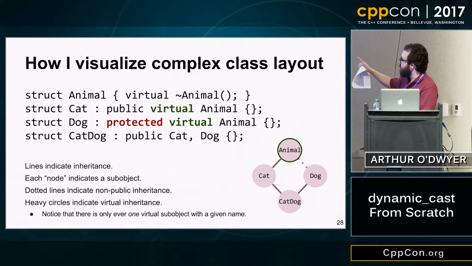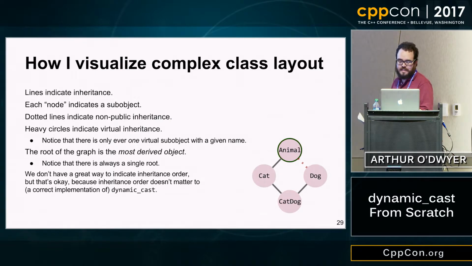Notice also here that animal is a public virtual base of cat dog. There is a public path from cat dog to animal, but not from dog to animal, and that will also become relevant. All right, so lines indicate inheritance, nodes indicate subobjects, dotted lines indicate non-public inheritance, heavy circles indicate virtual inheritance. The root of the graph down at the bottom is the most derived object.